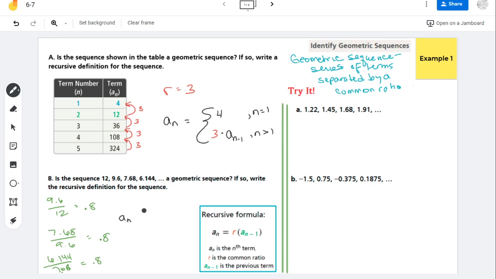I say a sub n is equal to, that's a hideous curly bracket, but there it is. I start with what my a sub 1 is. When n is 1, my initial term is 12. And then for this bottom part, I take my common ratio, which is 0.8, times a sub n minus 1. And that's for every n bigger than 1.